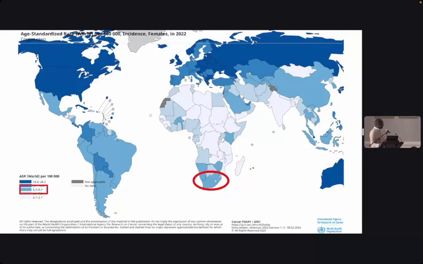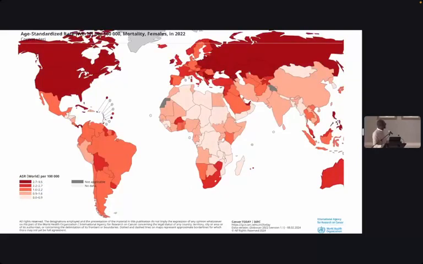Then in terms of the mortality, you can see again countries in Europe and America have the leading mortality. Although the mortality is higher there, it's not very bad because of the way endometrial cancer presents. These patients typically present with abnormal bleeding or postmenopausal bleeding. So they tend to present early and management is instituted earlier.